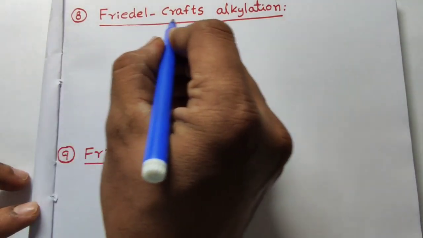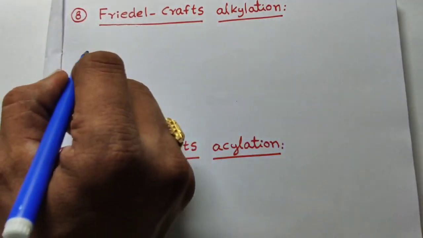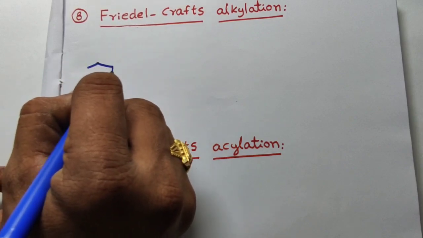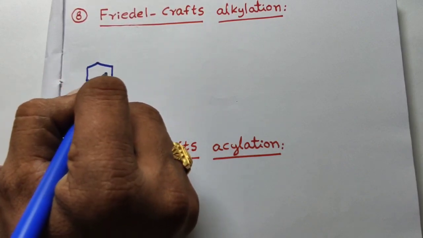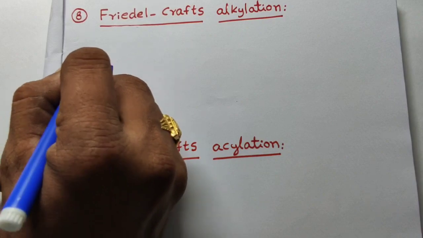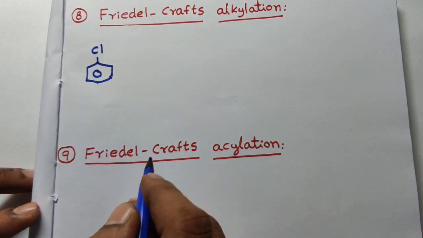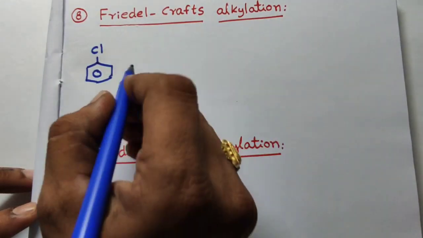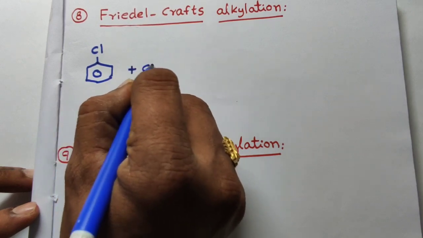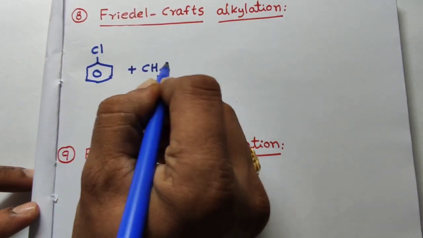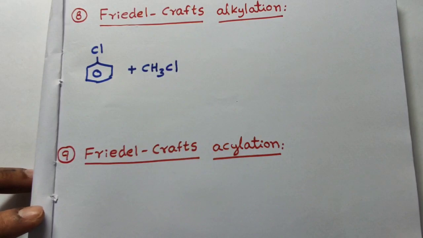First, Friedel-Crafts alkylation of chlorobenzene. So take chlorobenzene. What is chlorobenzene? Take a benzene ring and it has chlorine. It is called chlorobenzene. So for alkylation, a simple alkyl halide I will take, CH3Cl. Any alkyl halide we can take. I am taking CH3Cl, methyl chloride.